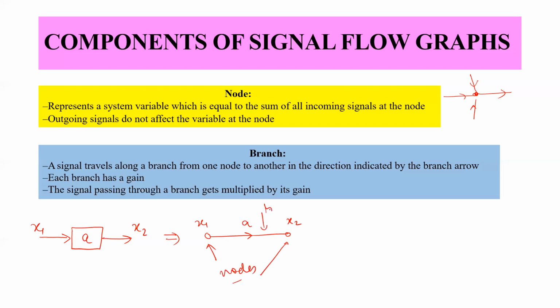And this is a branch, and this branch has a gain. This is the gain of the branch, and the signal passing through a branch gets multiplied by its gain. The signal is represented with an arrow, and the signal passing through this is multiplied with a to give you the response x2, right? So there are only two major components of a signal flow graph: one is the node and the other one is the branch.